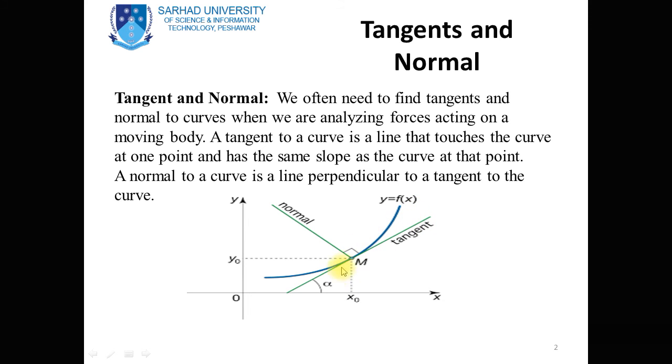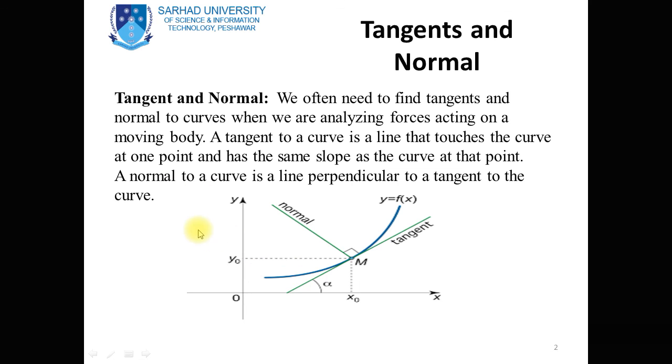The tangent line touches the given curve at this point M, and this point M has the coordinates x0 and y0. Another line is perpendicular to the tangent line, so this is the normal line. The normal line is perpendicular to the tangent line. So in this video lecture, we have discussed how to find the equation of the tangent line and normal line to the given curve. For this purpose, the function is given and the point is given, and in the equation of the tangent line we use the slope: y minus y naught is equal to m into x minus x naught.